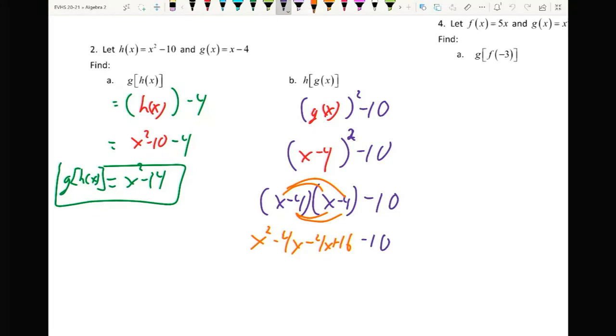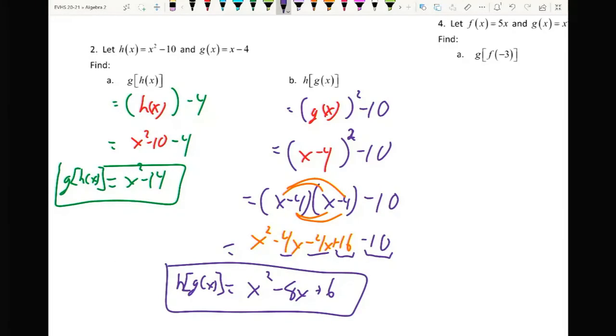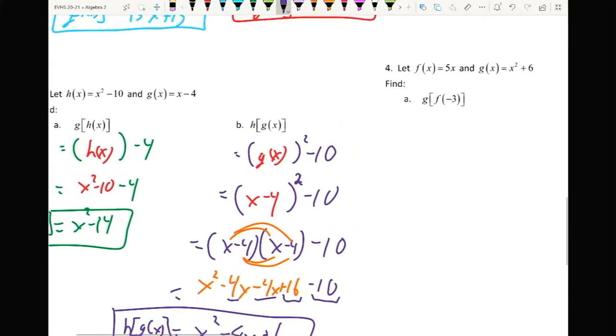Now combine all of our like terms, and we've got x squared, and then those two combine to make negative 8x. Those two combine to make positive 6. So that is h of g of x. All right.